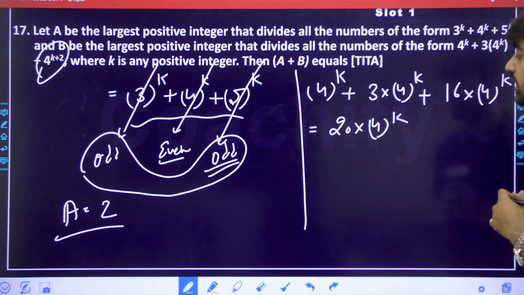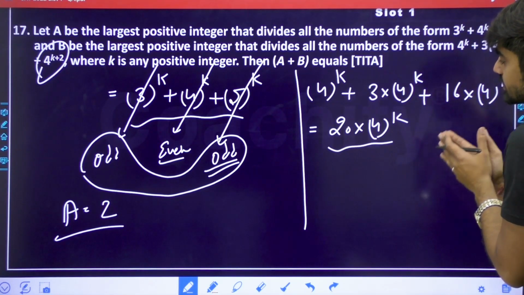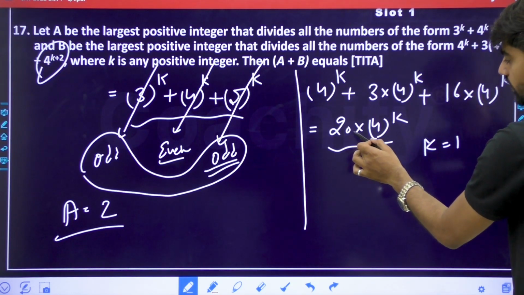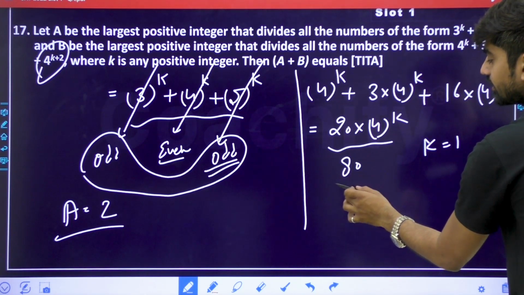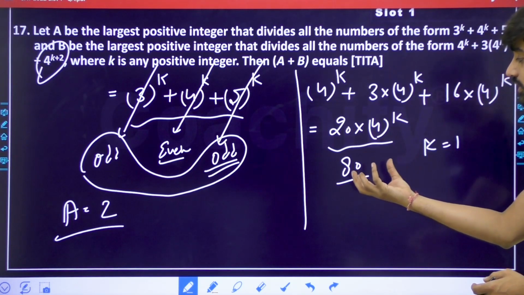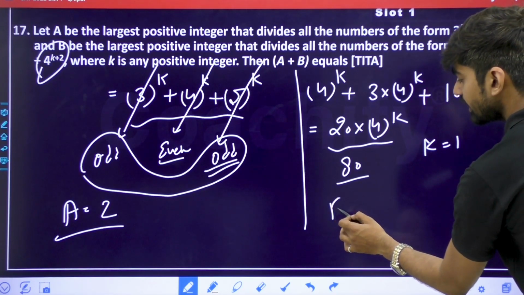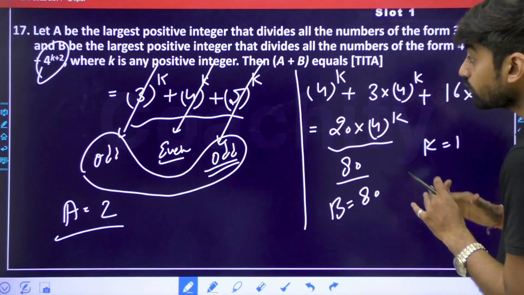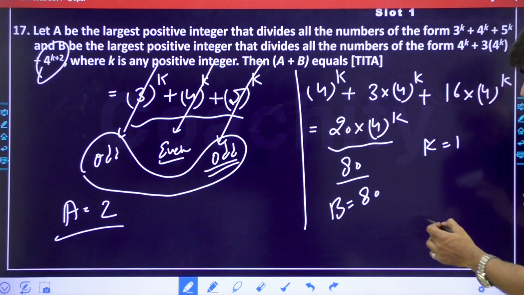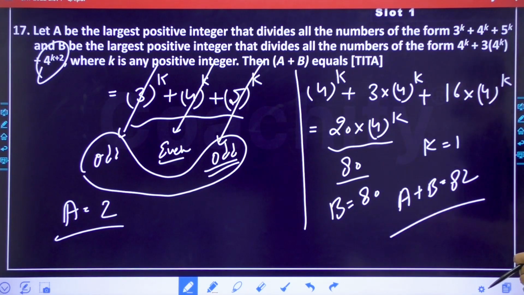Let's proceed here. Now this is already even. So even if you take the smallest possible value of k equal to 1 here, this is going to give you 20 into 4, that is 80. This is the smallest possible number that will always divide this particular expression. That gives me the value of b equals 80. I have to ensure that these numbers are always getting divided completely. So from this, a plus b is coming out as 82, and my answer for this question is 82.